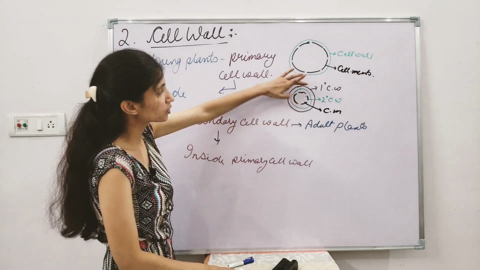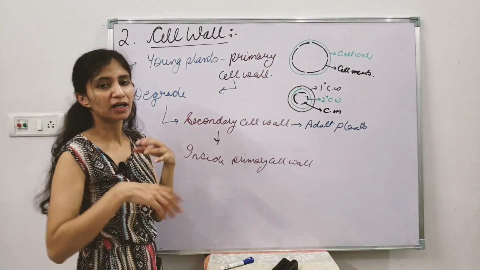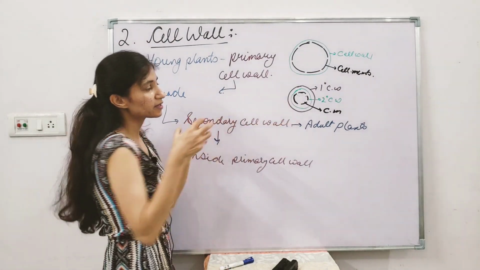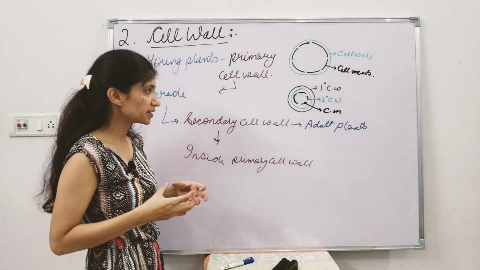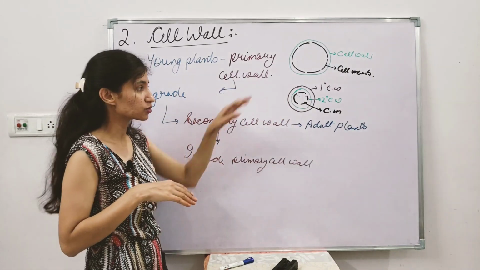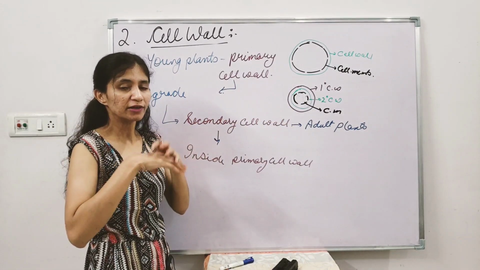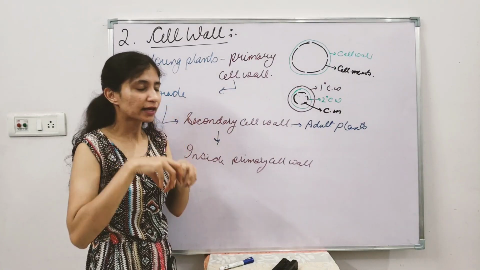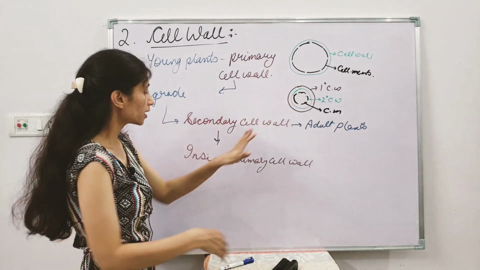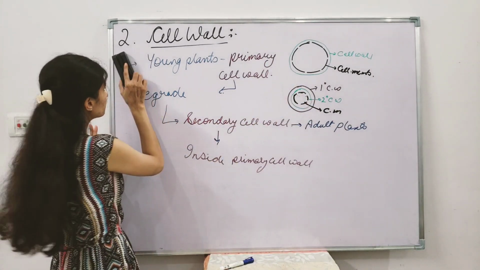So we have three things. The primary cell wall will start degrading as the plant grows, and there will be the formation of the secondary cell wall inside the primary cell wall, which means it will be present between the cell membrane and the primary cell wall. Okay, fine. I hope this is clear to you.